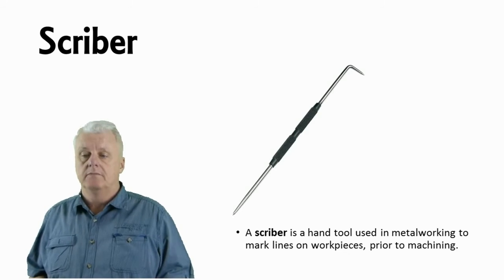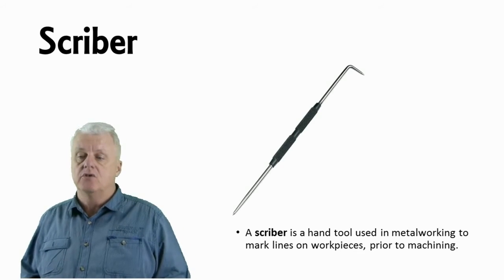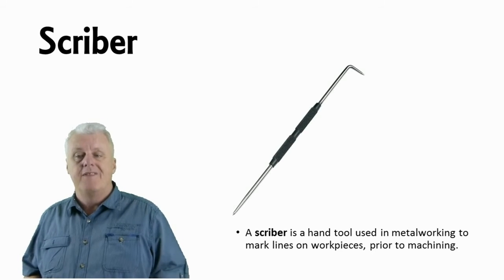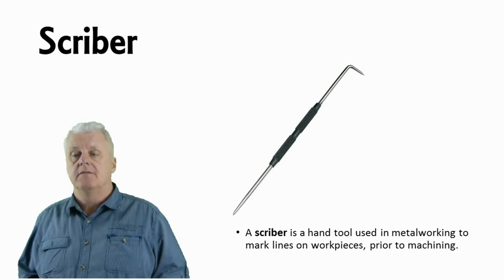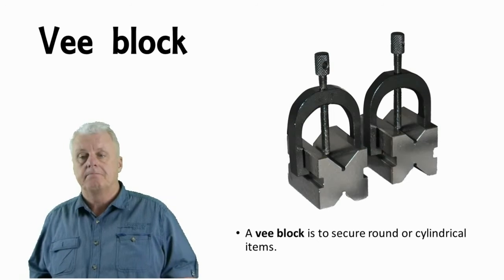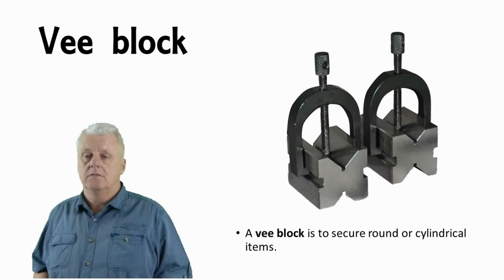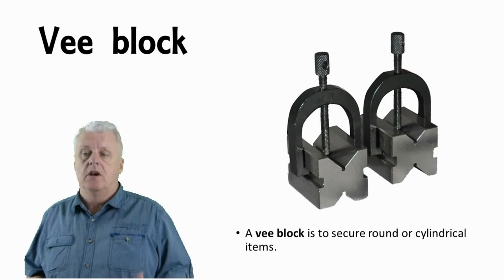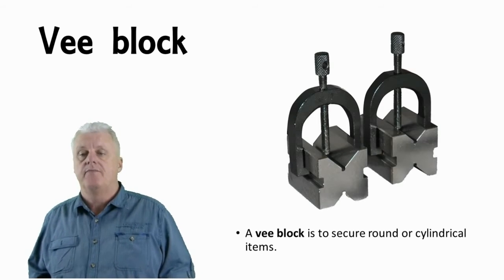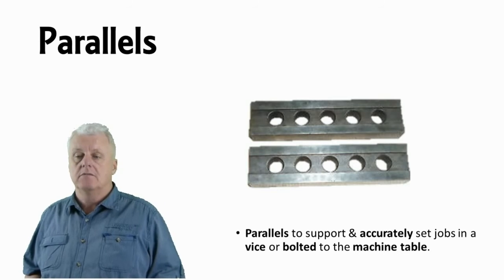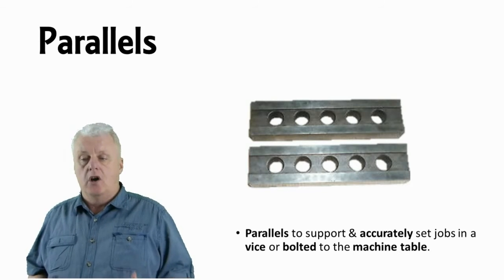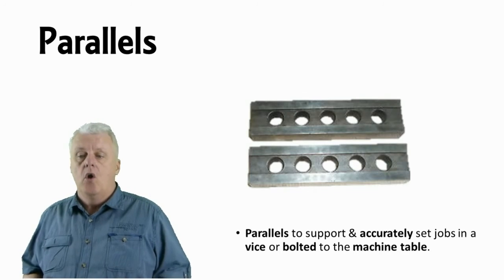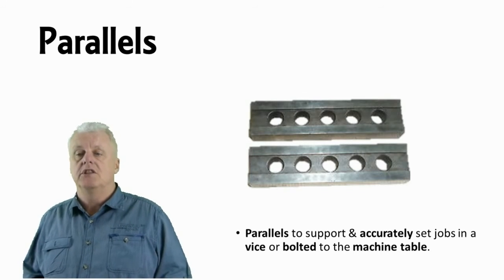A scriber. A scriber is a hand tool used in metalwork to mark lines on workpieces before you machine the piece. V-block. A V-block is to secure round or cylindrical items or workpieces. Parallels. Parallels are to support and accurately set jobs in a vise or bolted to the machine table.